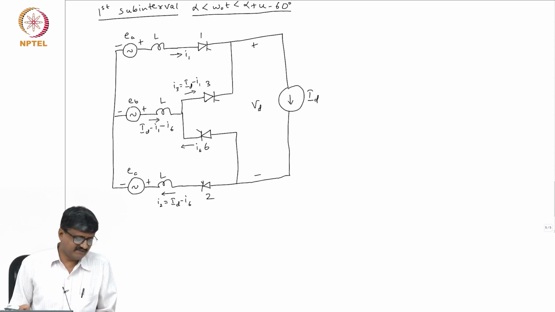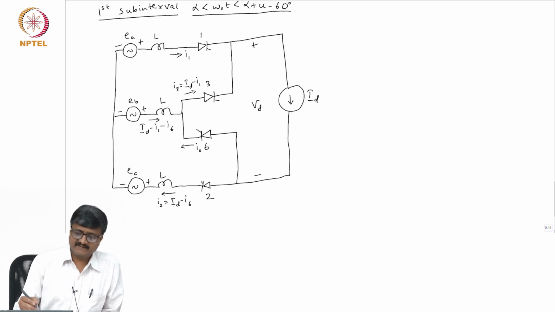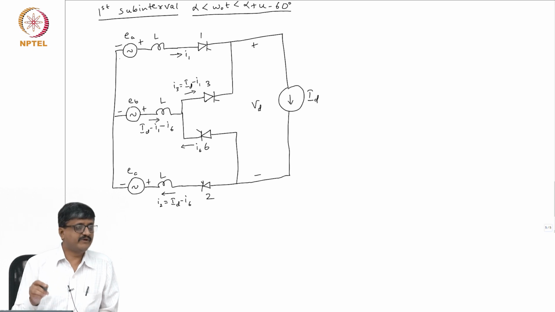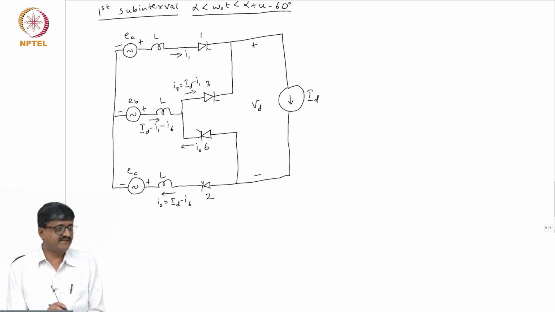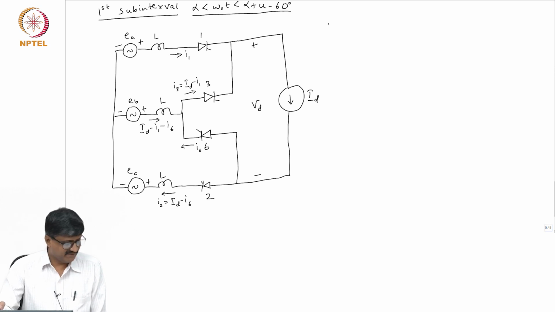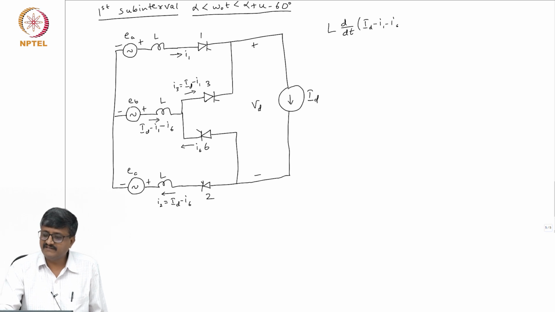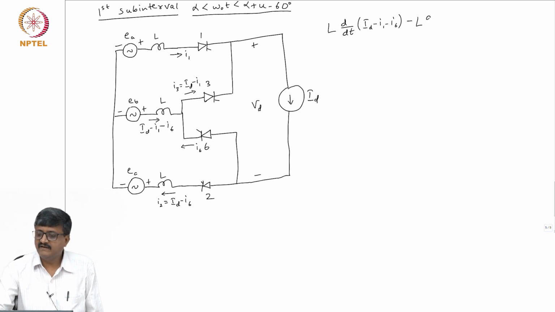So, I will just apply Kirchhoff's voltage law to these 2 loops. If I take the loop consisting of EB, EA, valves 1 and 3 and the 2 inductances L, which are connected in series with EA and EB, then applying Kirchhoff's voltage law, I get L d by dt of ID minus I1 minus I6 minus L dI1 by dt is equal to EB minus EA. Is that okay?